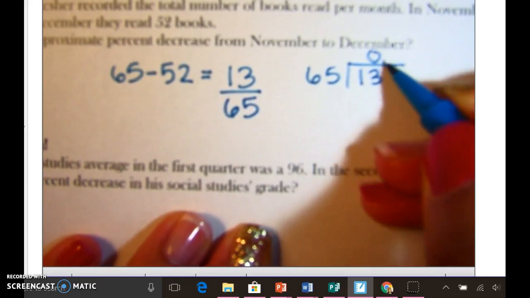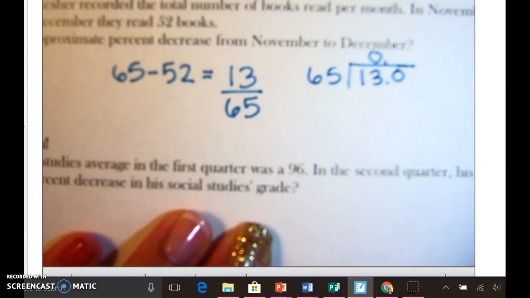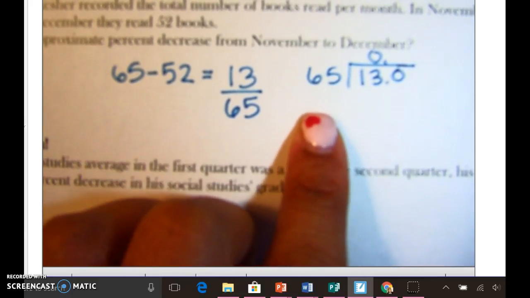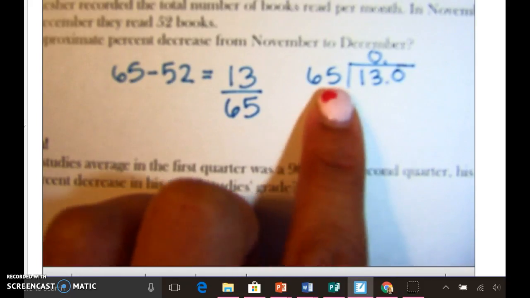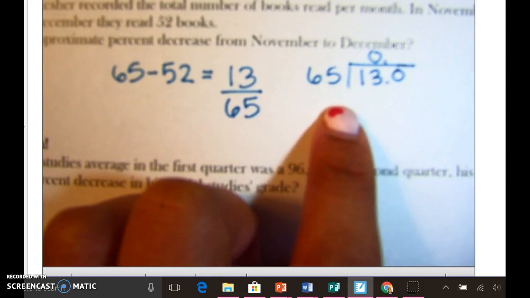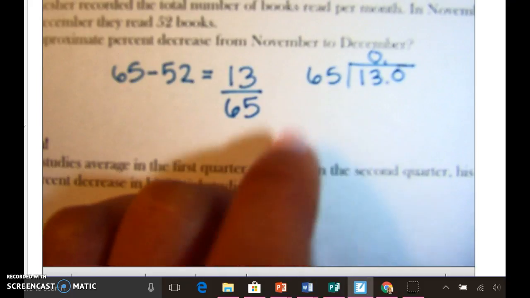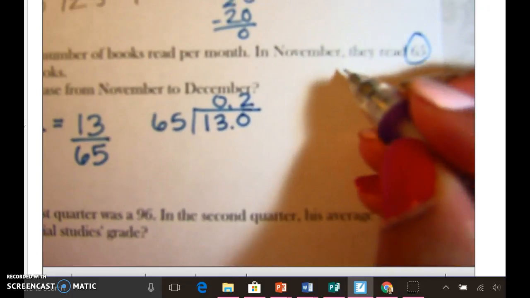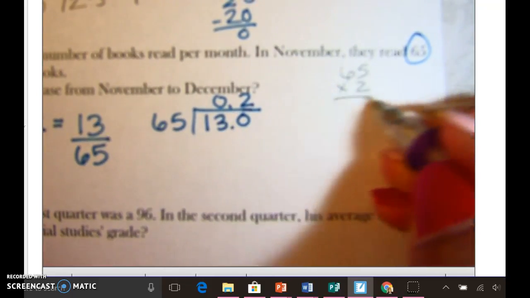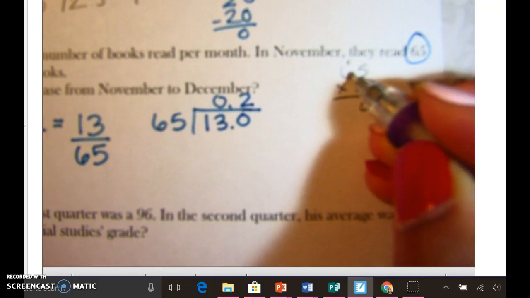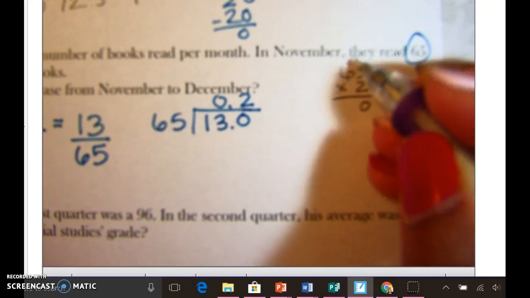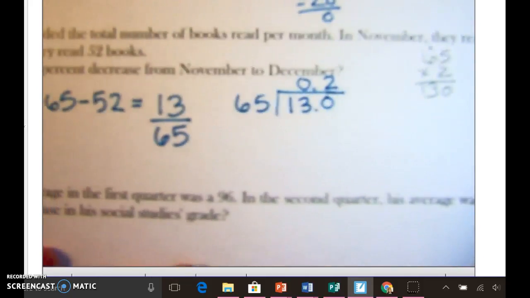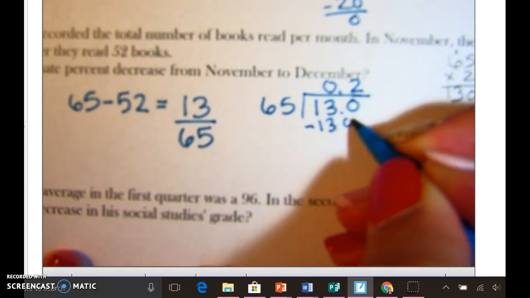13, it won't go into 13, so then I try 130. Well, if you want to see how many times 65 can go into 130, you got to kind of think about, well, how many times would 6 go into 13? It would go about 2 times. And when you multiply it, 2 times 5 is 10, carry the 1, 2 times 6 is 12, plus 1 is 13. It is exactly 130. We got lucky.